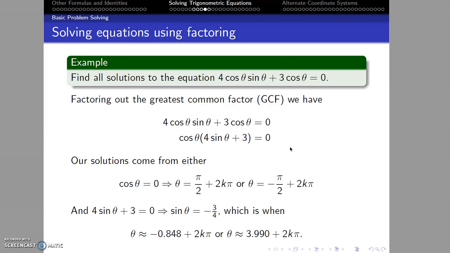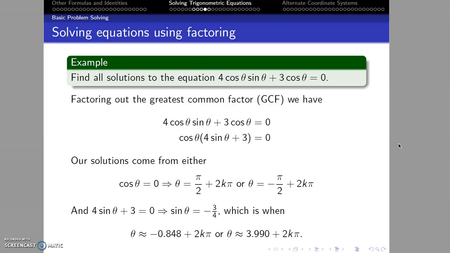And now we're back in algebra. I've got two things multiplying together to be 0. That can only be true when either factor is 0. And so the solutions to this overall equation come from either cosine of theta equaling 0, which happens in two places, or when 4 sine of theta plus 3 equals 0, right? When this other factor goes to 0. So we have one set of solutions.